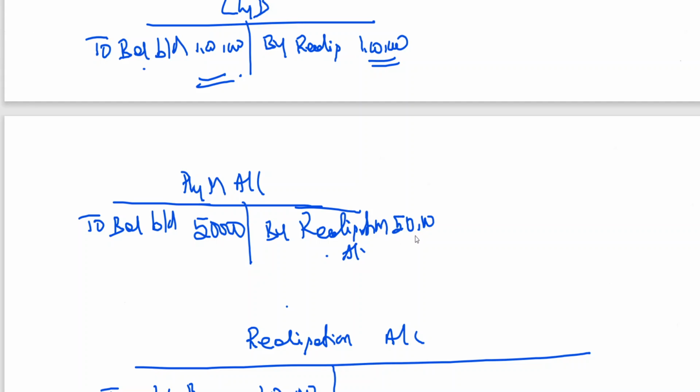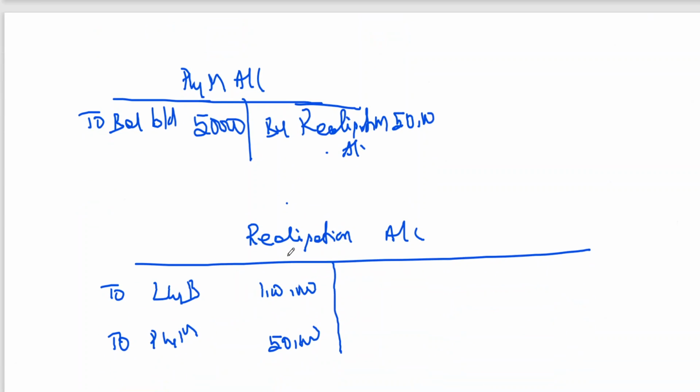Plant and machinery account has been transferred to which account? Realization account, 50,000. Now what happened? Now land and building account has been closed, plant and machinery. Where has it been closed, how has it been closed? By transfer to which account? Realization.